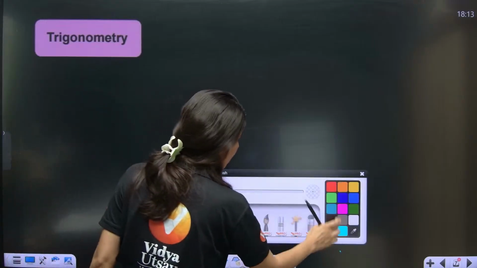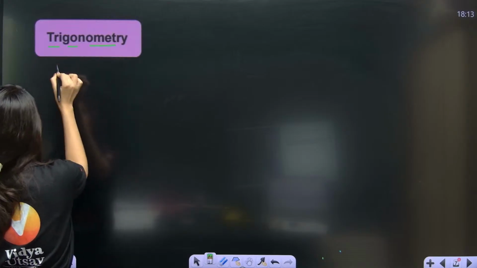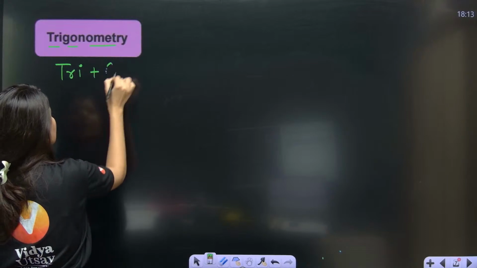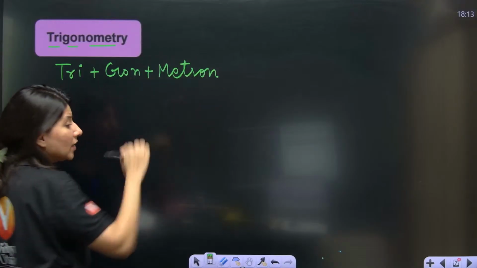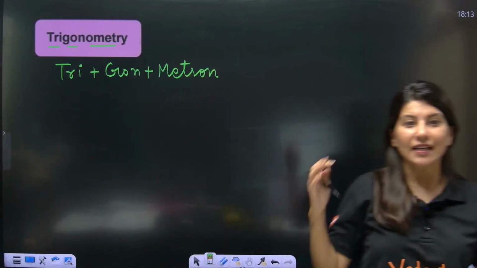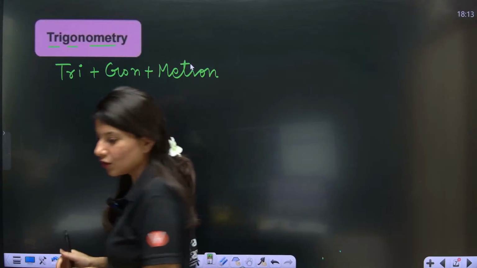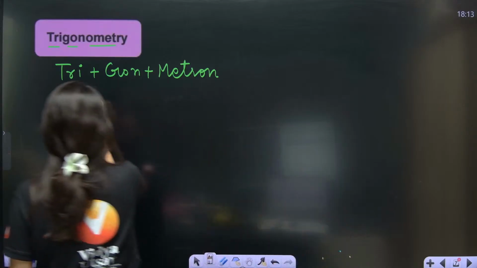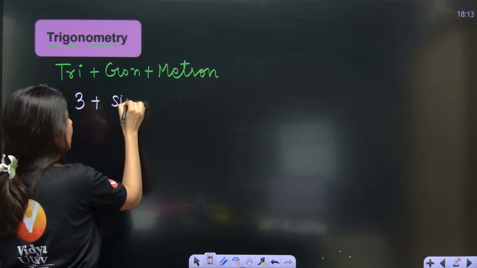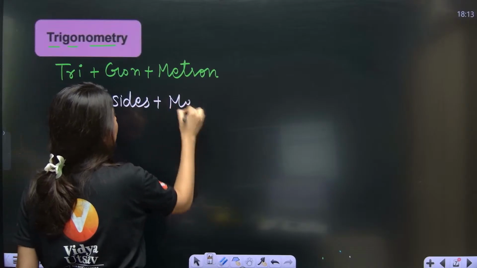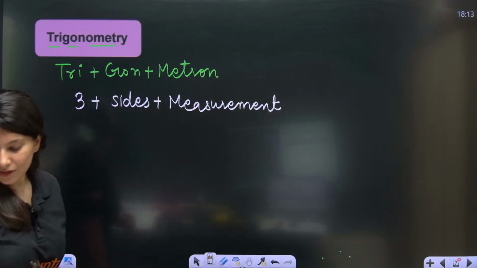If I talk about trigonometry, this word is created from a Greek word. Trigonometry is derived from the Greek words trigon and metron. What are trigon and metron? Tri means 3, gon means polygon, so 3 sides. Metron means measurement. This is trigonometron.